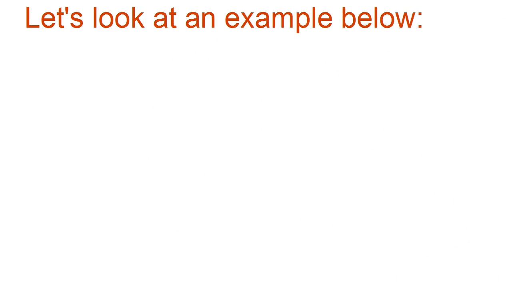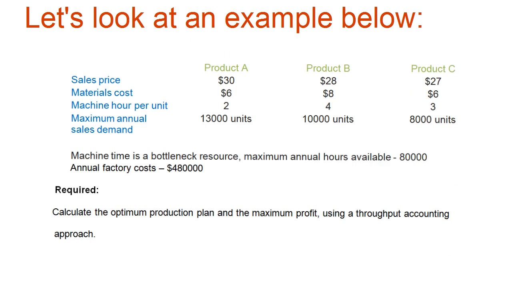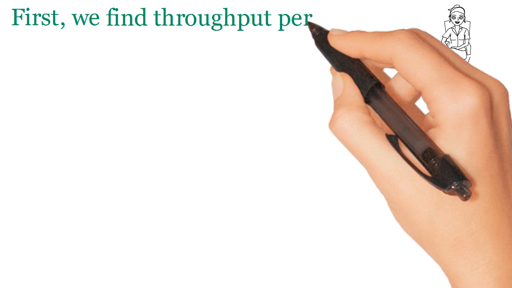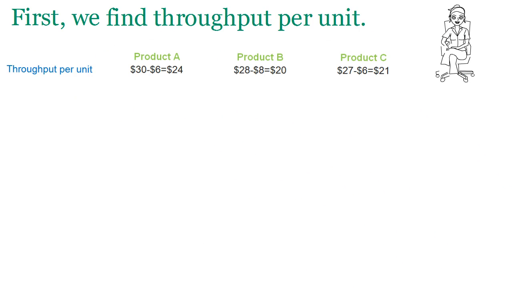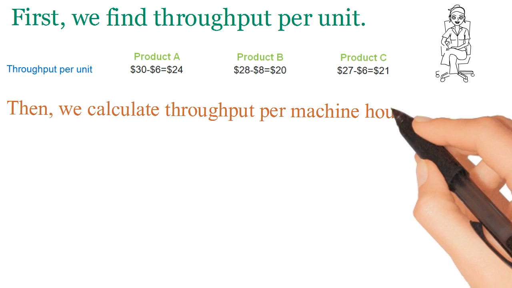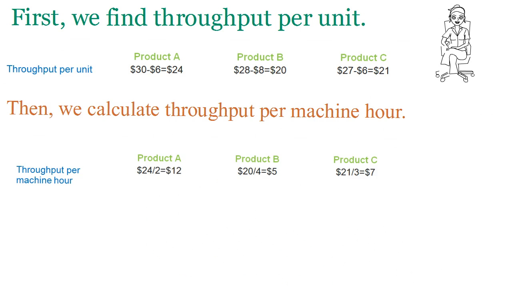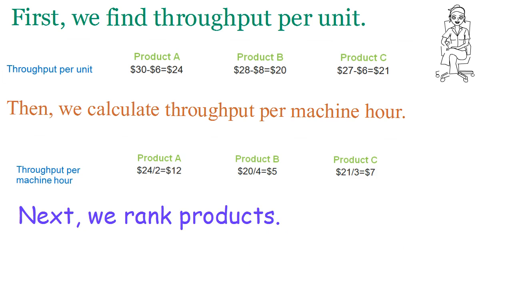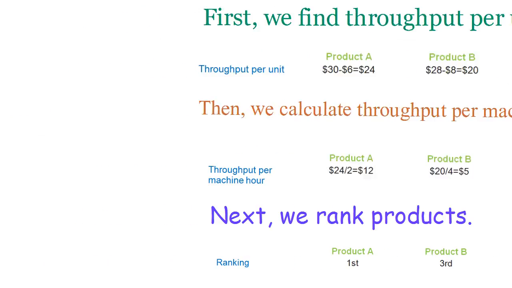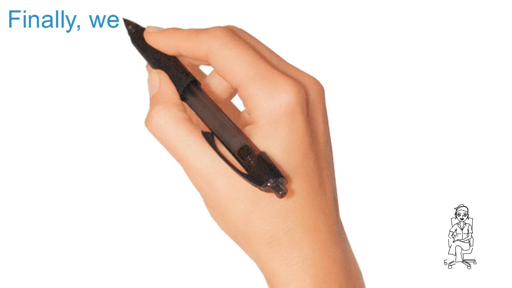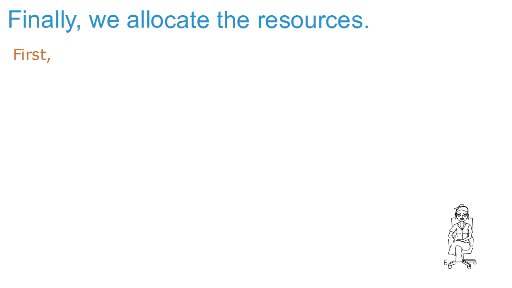Can you show an example? Let's look at an example below. First, we find throughput per unit. Then, we calculate throughput per machine hour. Next, we rank products. Finally, we allocate the resources.